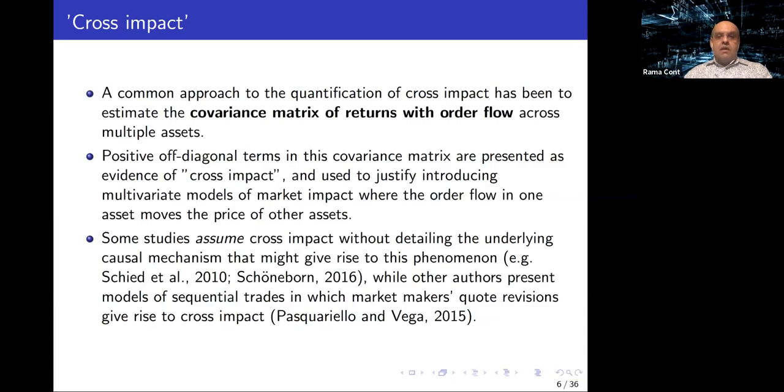And that's in the empirical studies. And in the theoretical studies, the authors assume that they need this full matrix, but without necessarily analyzing why the effects might arise, what leads to this effect. So these studies assume there is such a thing as cross impact, and then they try to optimize the execution strategies taking into account such coefficients.